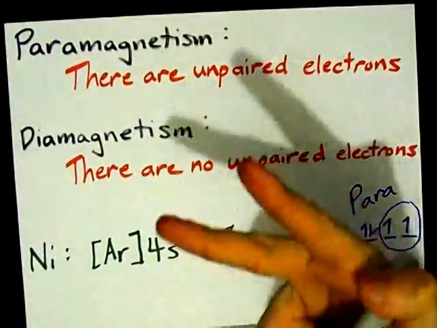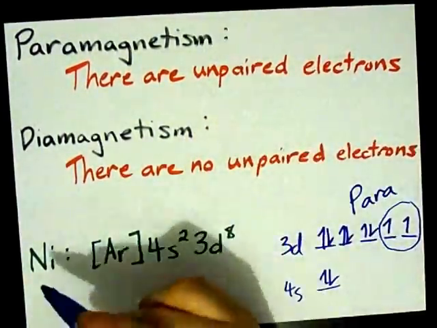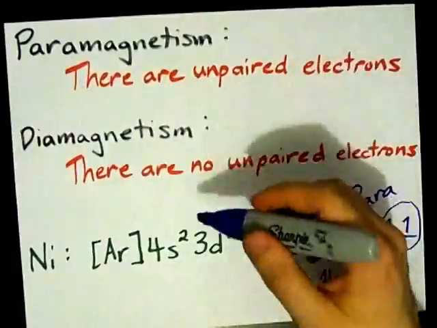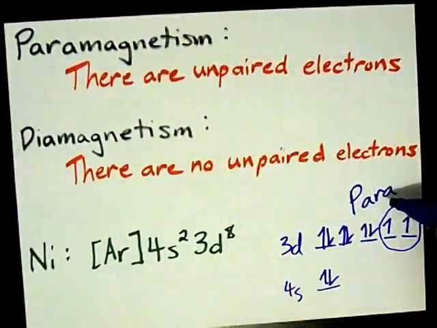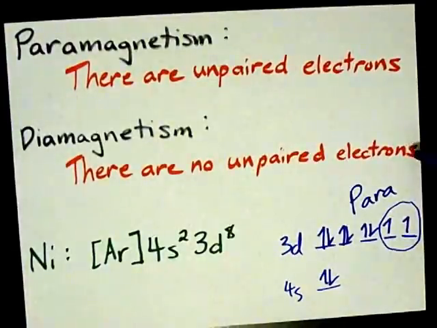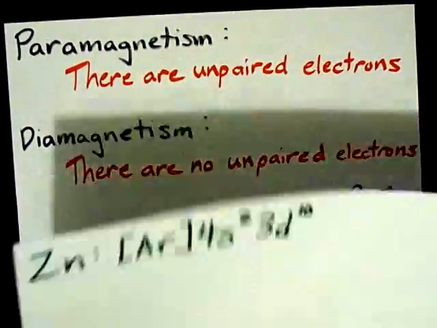Nickel 2-, i.e. a nickel with 2 electrons added to it, would not be paramagnetic. It would be diamagnetic, because then these 2 electrons would be paired up and you wouldn't have any unpaired electrons left. I could show you another example here.